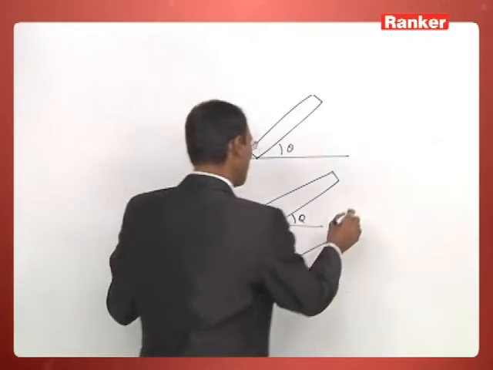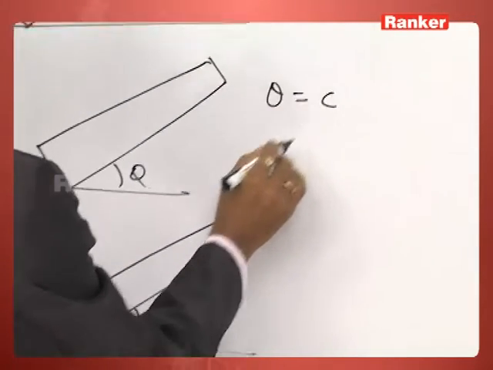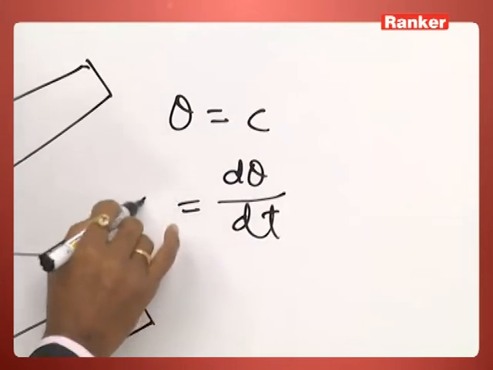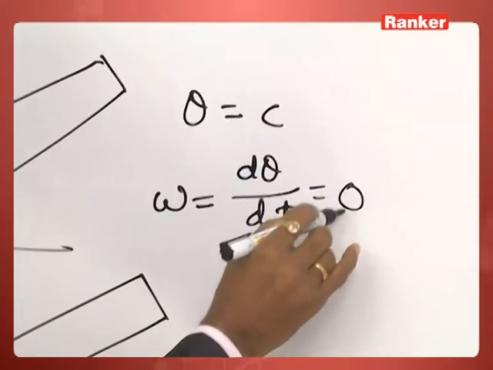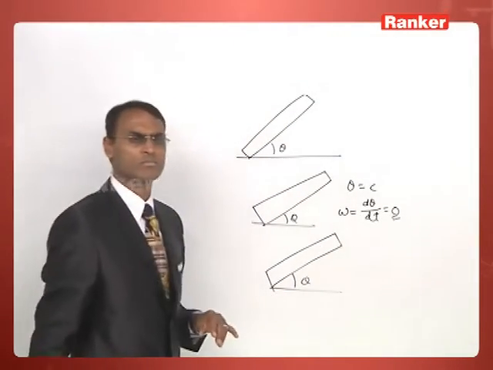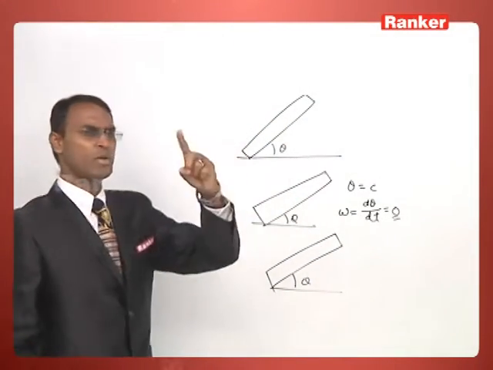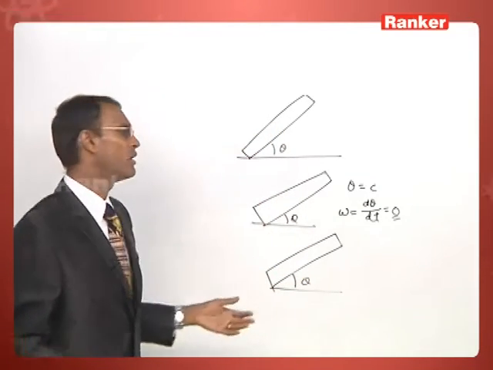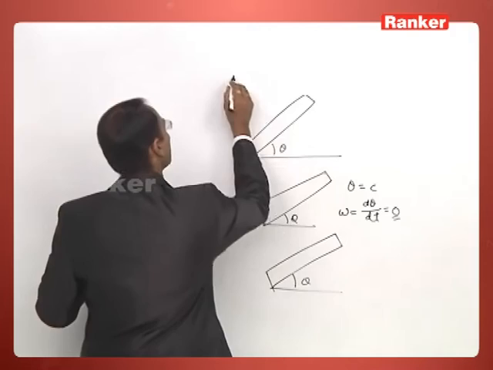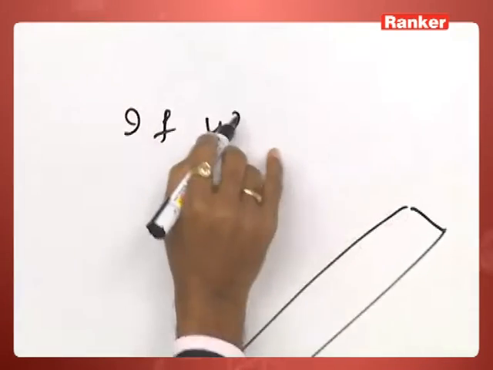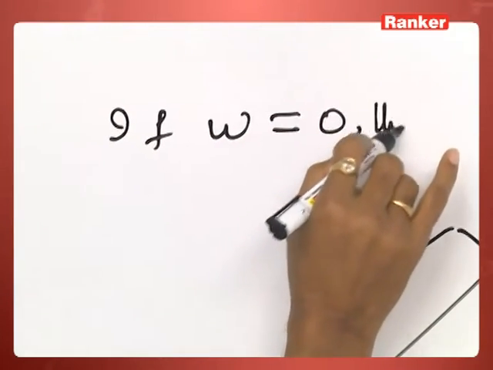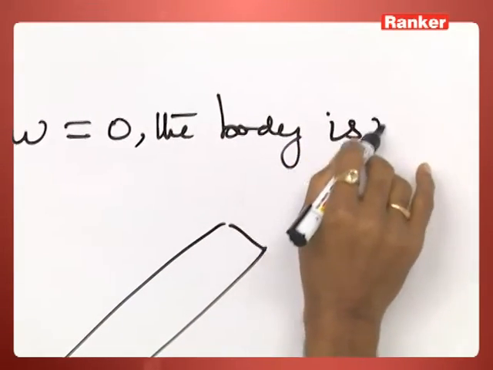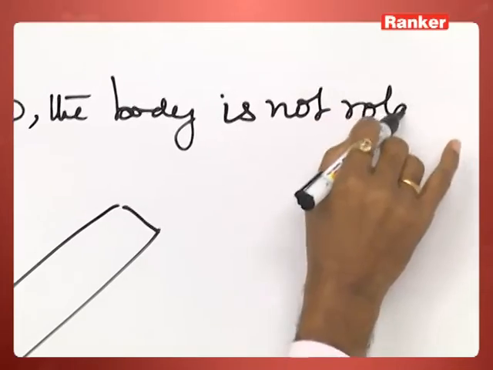When the angle of orientation theta does not change, it remains constant. The rate of change of this angle, that is what we call angular velocity, will be equal to 0. When angular velocity is equal to 0, the body does not rotate. The body is said to be translating. If omega is 0, the body is not rotating.